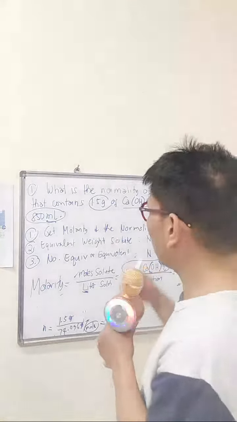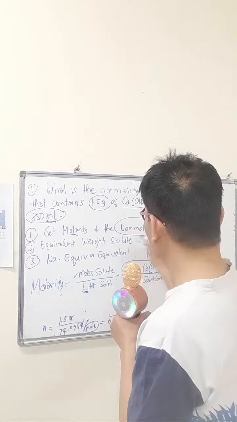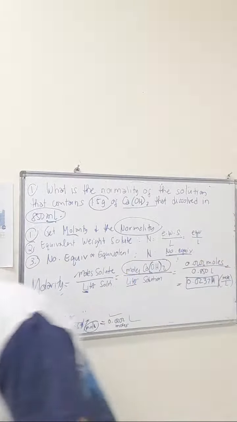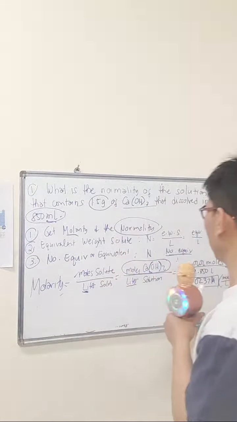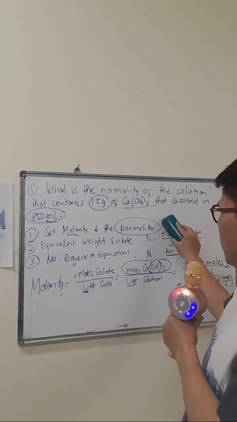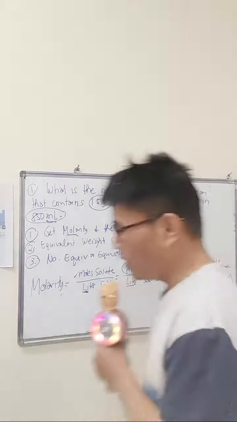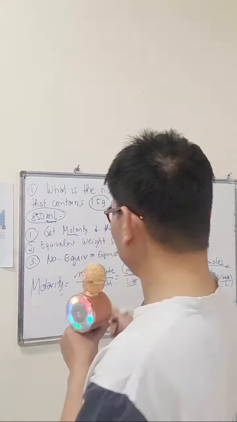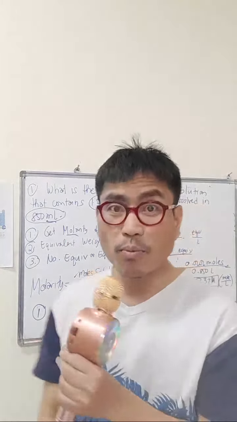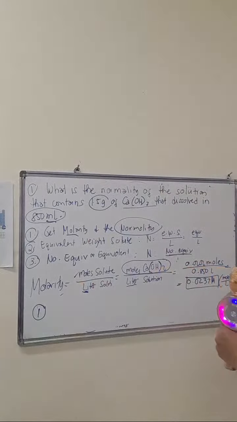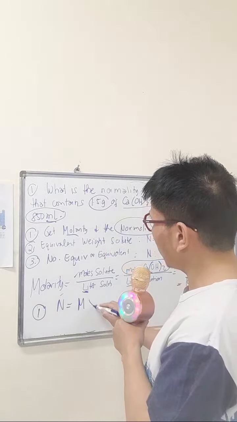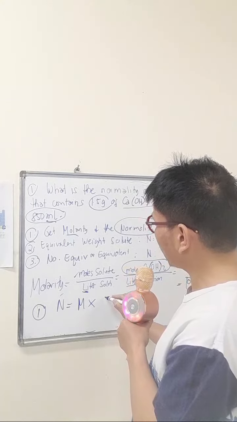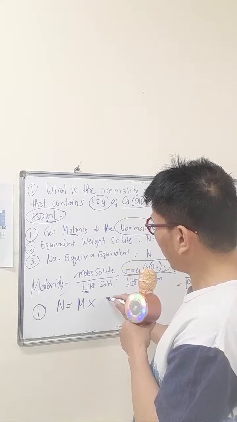So we need to get the molarity first, and then the normality. How can we compute for the normality in terms of molarity? Of course, this is the computation of the normality in terms of molarity. So the formula for that, my dear, is number 1. Take down notes. So normality is equal to the molarity, capital M, times the replaceable OH negative or the H positive.